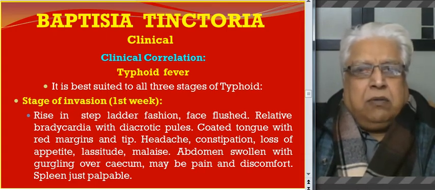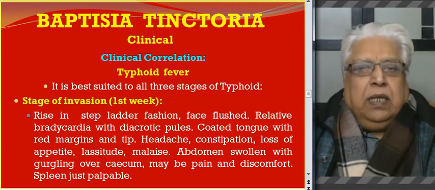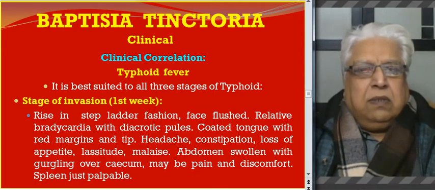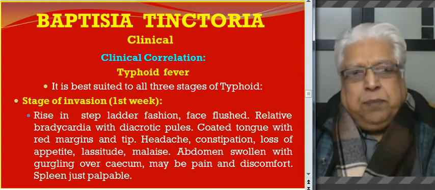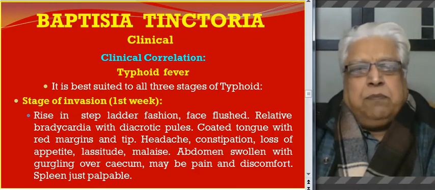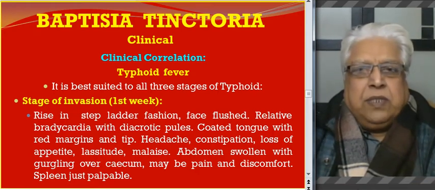The pulse is dicrotic, which is a febrile pulse, tongue coated with red margins and red tip, headache, constipation, loss of appetite, lassitude, malaise. These are the general features of any fever. Abdomen is swollen and gurgling over cecum, because here the Peyer's patches are present where the typhoid bacilli settle down and multiply. And there may be pain and discomfort. Spleen becomes just palpable by the end of first week of typhoid.